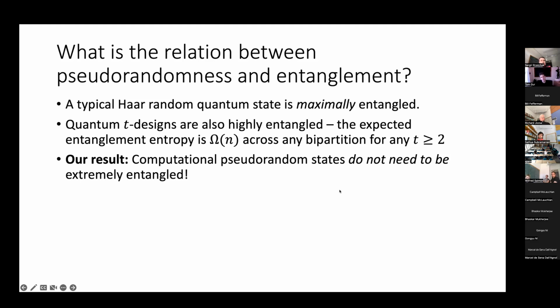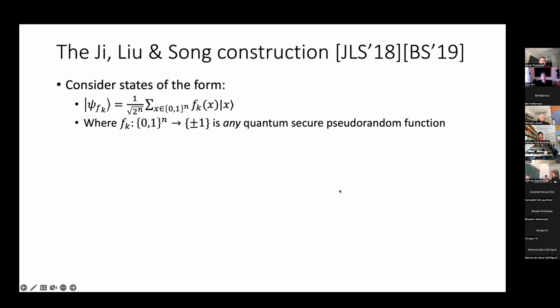Okay, cool. So to describe what we've done, let me take you back to the original construction of a pseudorandom quantum state from 2018. I'm giving this sort of credit to two people, Ji, Liu and Song. This is the JLS 18 paper, and then a follow-up paper in 2019 by Brakerski and Shmueli. The results I'm going to present are some mixture of the two, but the original construction is pretty close to what was identified in this JLS paper.